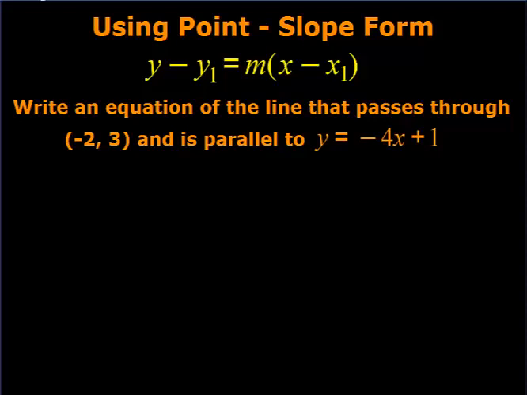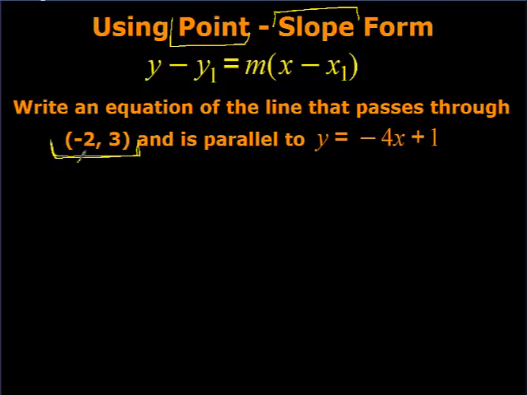Okay, so using point slope. Write an equation that passes through (-2, 3) and is parallel to y equals negative 4x plus 1. So in order to use point slope form, what 2 pieces of information do I have to have? A point, and I need to have the slope. Okay, do I have a point up here? Yeah, they gave me a point, right?